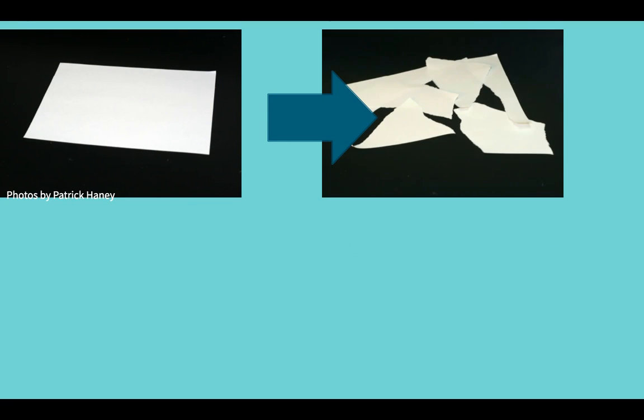Next, we have this piece of paper, and it's now torn into multiple different pieces. Again, these are still paper. We just changed the appearance. This is a physical change. We still have paper, so all our components are still there. We could add some tape and make it look like it did before. It's still paper.